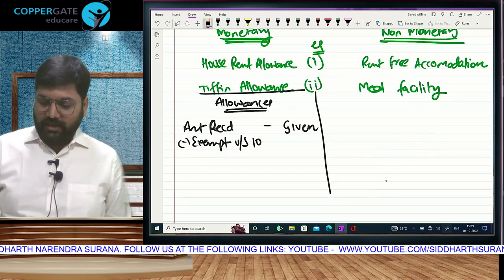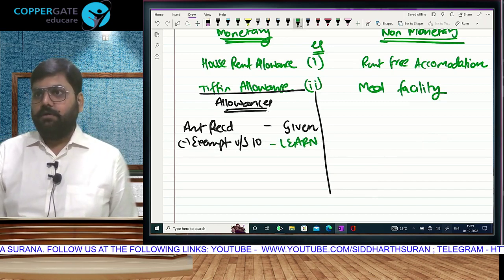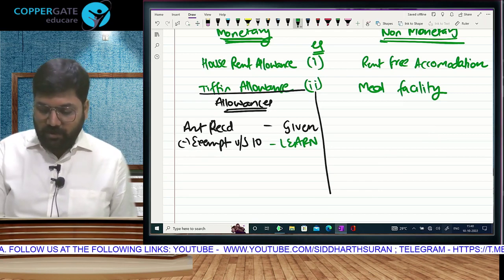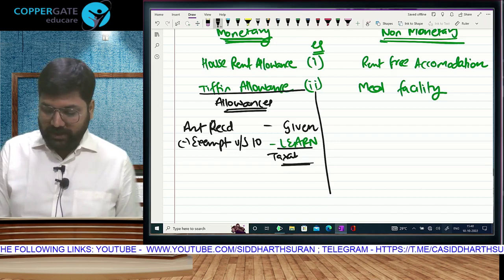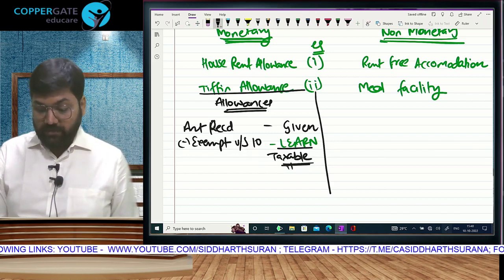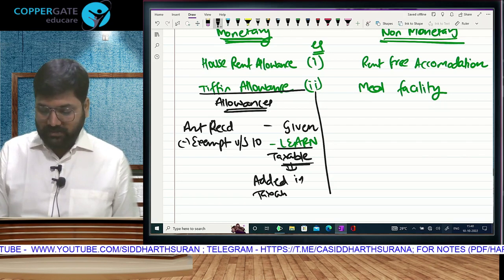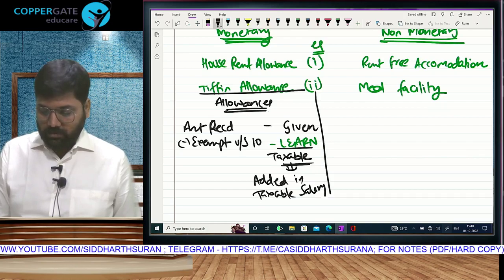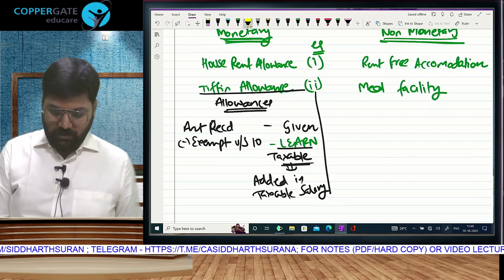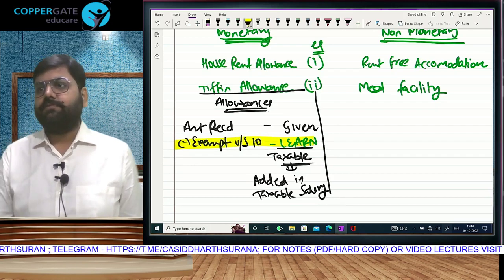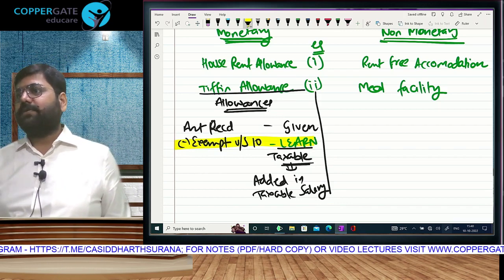So can I say how much amount will be exempt that you have to learn and I have to teach? After you subtract the amount which is exempt, can I say the net amount is your taxable? And this will be added in your taxable salary. That means you can complete the allowances part of the chapter only after you are done with this. If you complete this, you can say, yes sir, allowances complete.